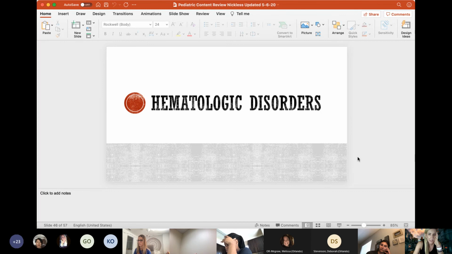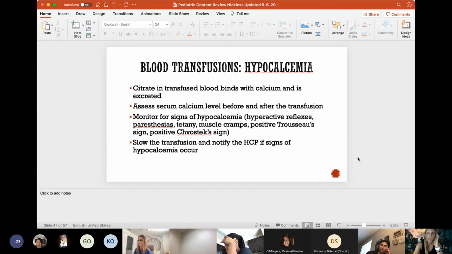So hematological disorders, here we go. Okay, so we know that with blood transfusions, we can see hypocalcemia. The biggest thing is we want to make sure that if we are going to do blood, we have a calcium level before and after the transfusion. And if there are any signs of muscle cramping, fever, or change in blood pressure, we're going to stop that infusion.